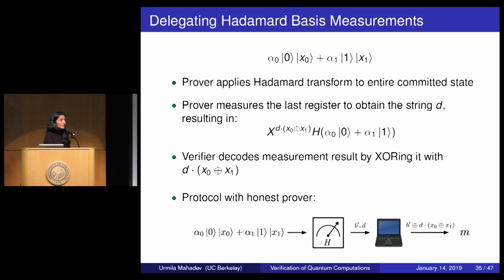So in this way, the verifier has used his knowledge of the trapdoor and the two pre-images in order to help the prover perform the Hadamard transform on this committed state. Okay, so that's the Hadamard transform.